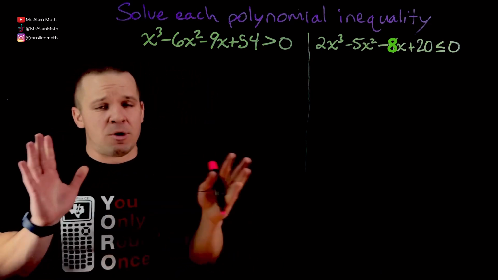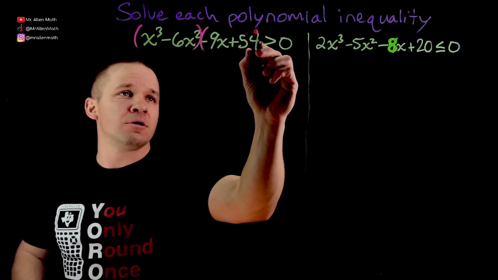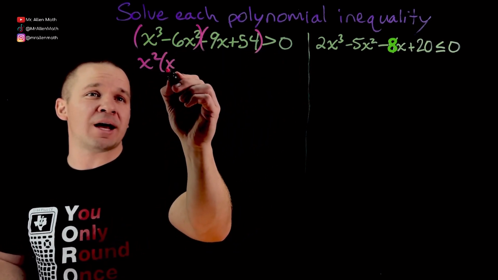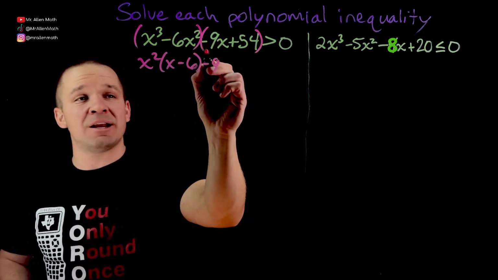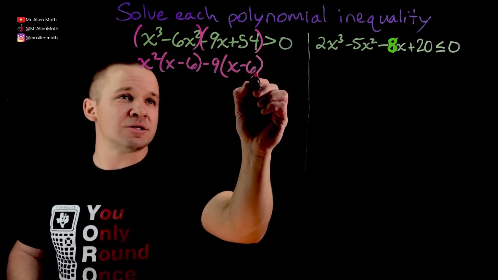So I'm going to start the same way I normally would, factor by grouping when I've got four terms. All right, so I group the first two, group the last two. I can take out an x squared in this one, and I'm left with x minus 6. Here I'm going to take out that negative 9. Anytime this is negative, I take a negative out, all right? Then I've got x minus 6.